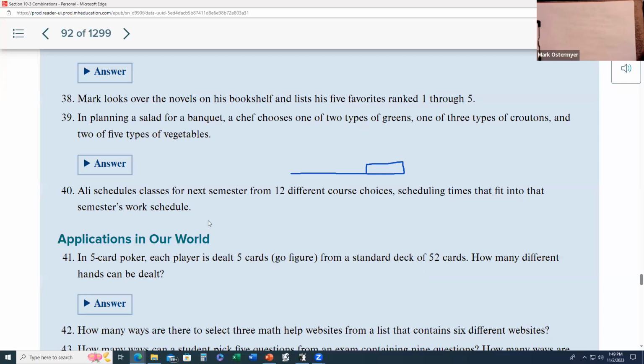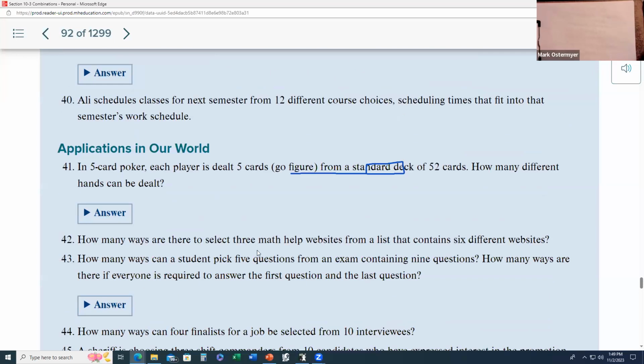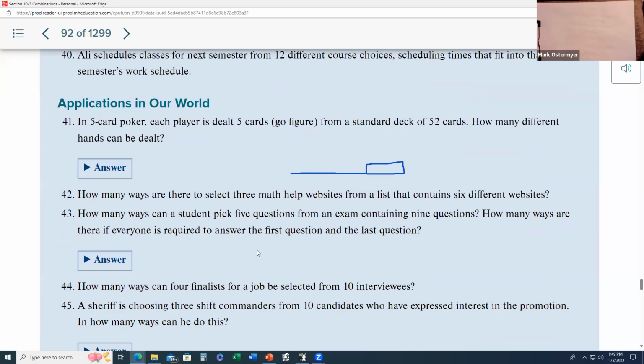So if I had to lead one way or another, I would probably be leaning towards combination, because once I find classes that will work for my schedule, I don't think it matters in what order you schedule those classes. You're going to take them all. They all work for your schedule. I'd be thinking combination, but that's just me. Okay.